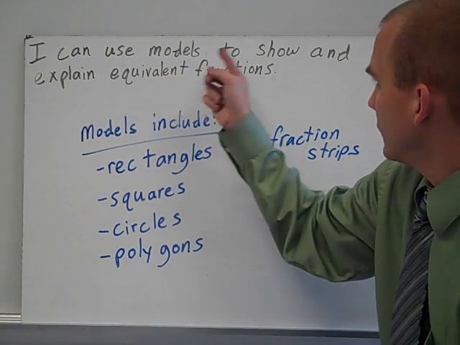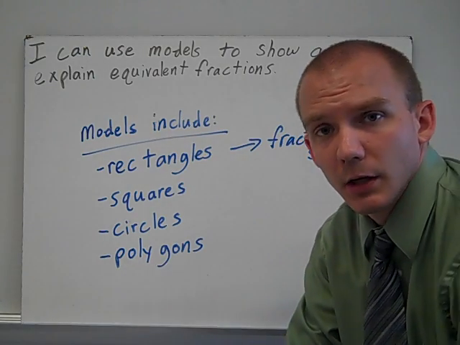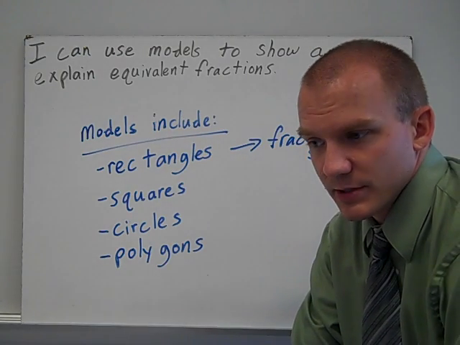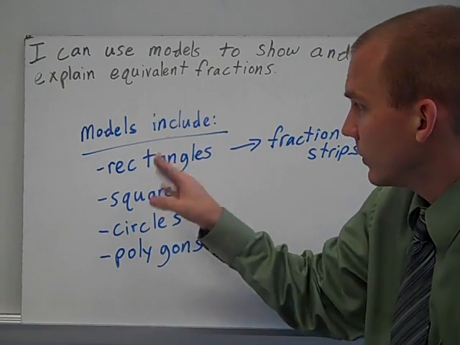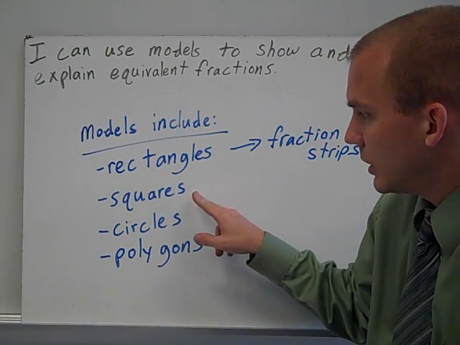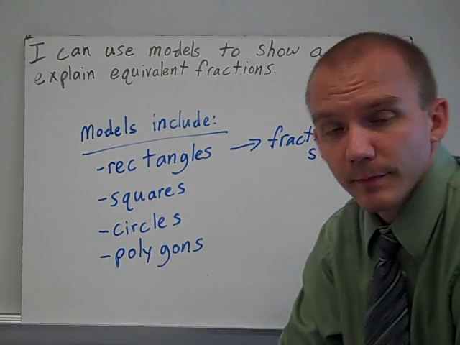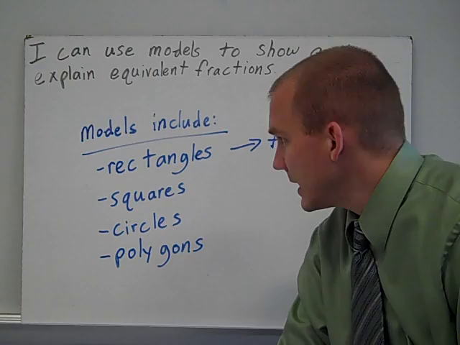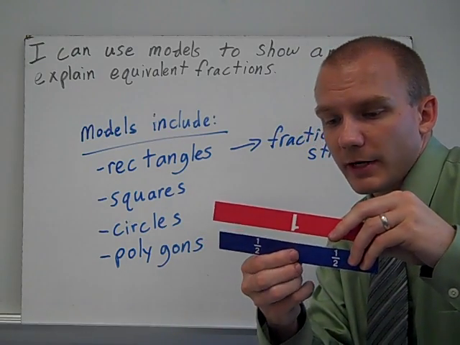I can use models to show and explain equivalent fractions. So we're going to look at fractions and look at fractions that are equivalent. Models that we'll be using include rectangles, squares, circles, and other polygons. With the rectangles, the real similarity there is going to be that and your fraction strips.